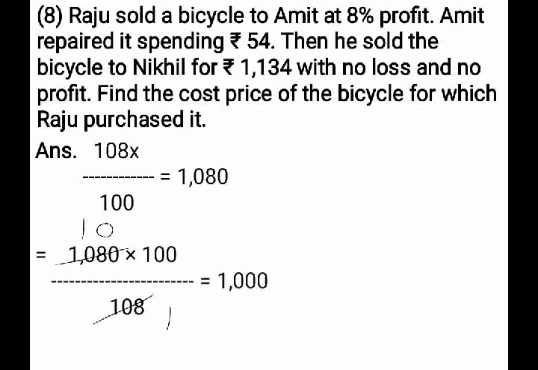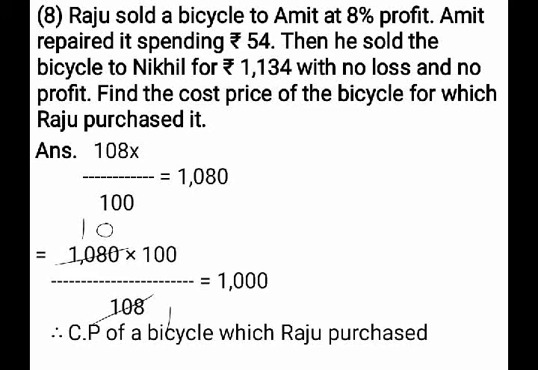1000. That is, x is equal to 1000. The value of x which you got here is the cost price of the bicycle which Raju purchased. Then the final statement you have to write: Therefore, the cost price of the bicycle which Raju purchased is equal to rupees 1000.